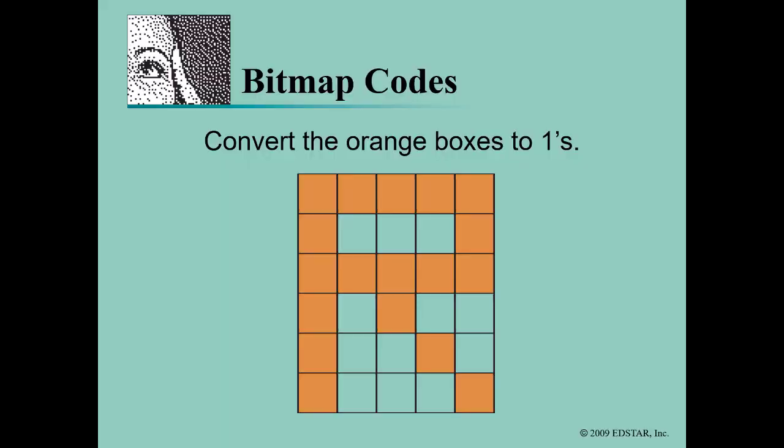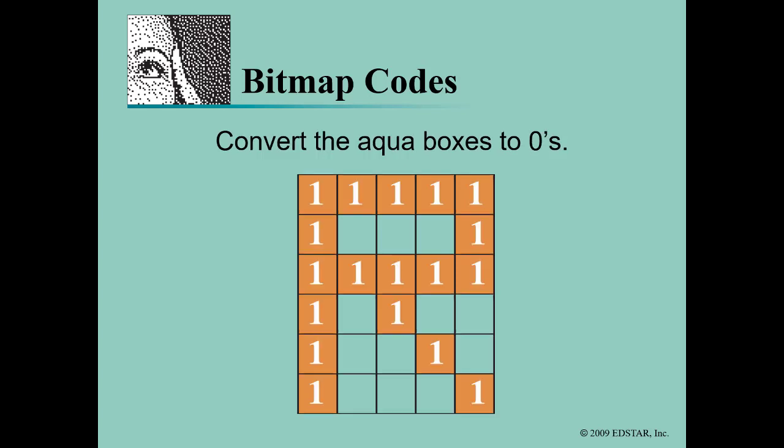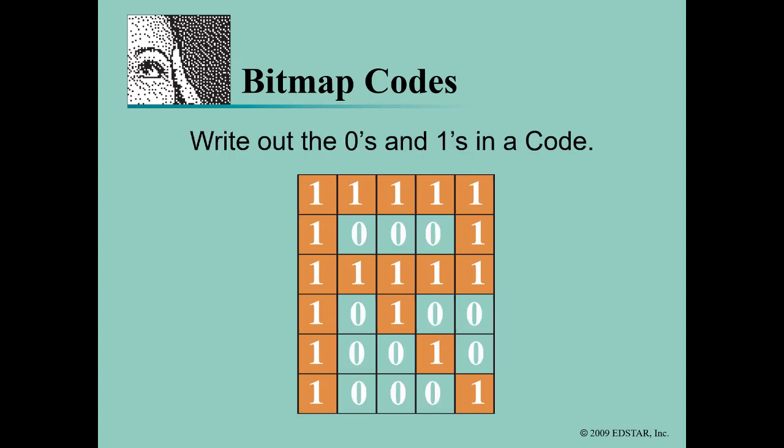Let's pretend this R is displayed by pixels on a computer screen that has really bad resolution. This resolution is 5 by 6. Do you know your own computer's resolution? First, we convert the orange boxes to 1s, and now we're going to convert the aqua boxes to 0. So every row on the screen is a series of 0s and 1s.